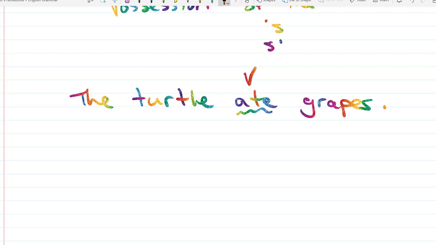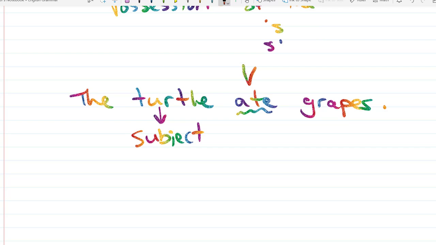Now, who is doing the eating? That's the question you need to ask. Who is doing the verb? Who is actually doing that action? And in this sentence, we have the turtle. So the turtle here is our subject, and that should be easy enough. Whoever's doing the action is your subject. Subject is nominative case.